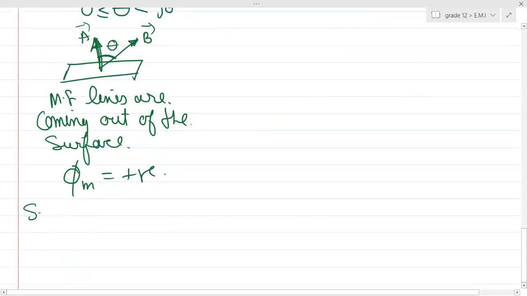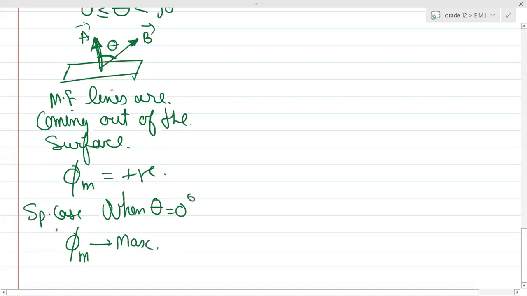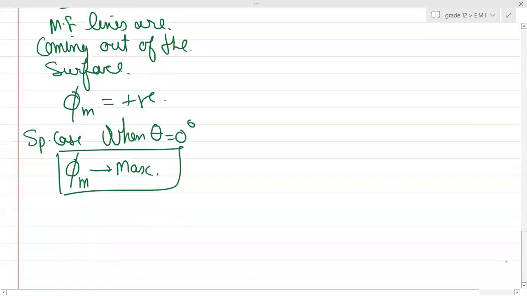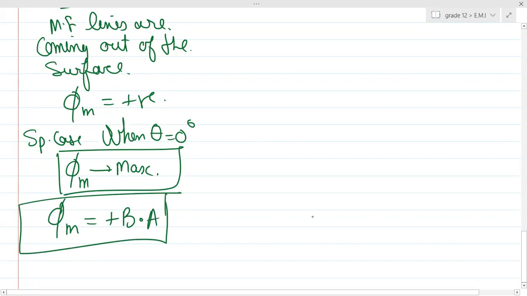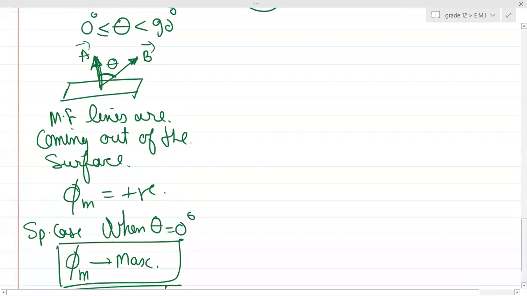Special case, when theta is 0 degree, what will happen? The phi m will become maximum, because cos 0 is basically what? 1, plus 1 over there, right? So the maximum flux will be plus of magnetic field multiplied by area. Please note down till here.